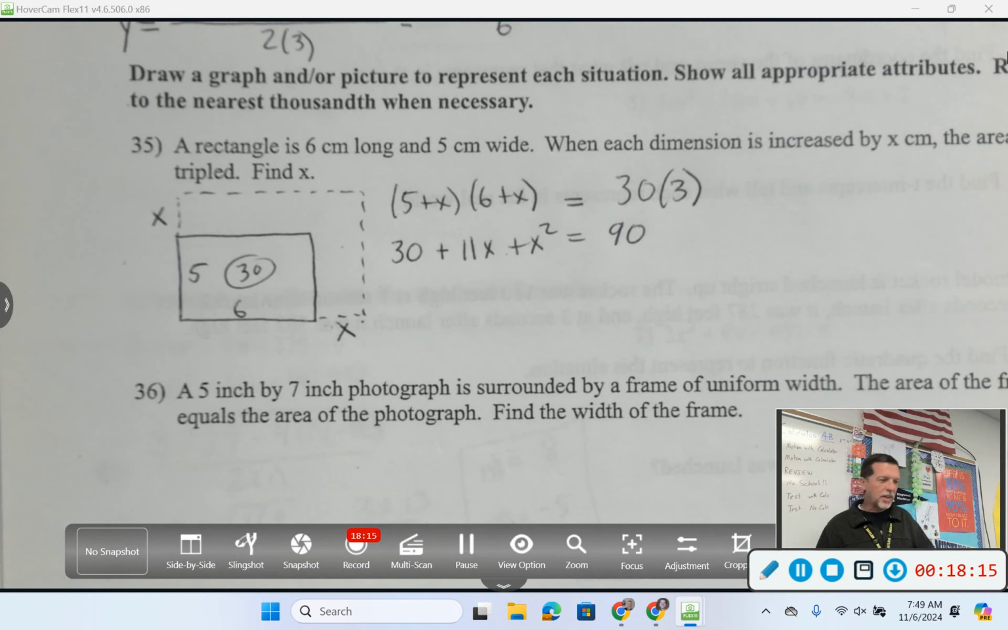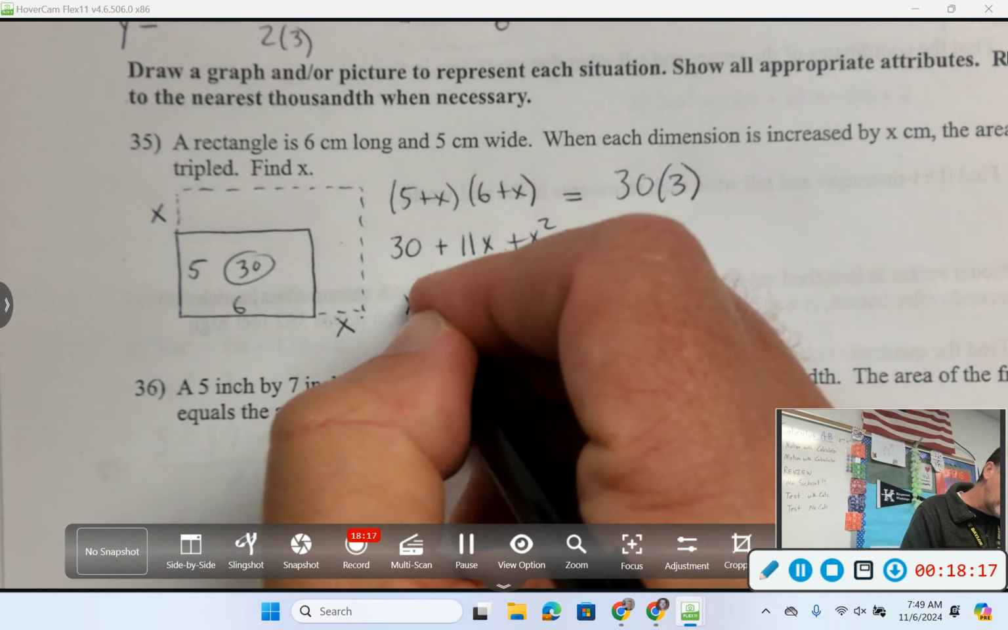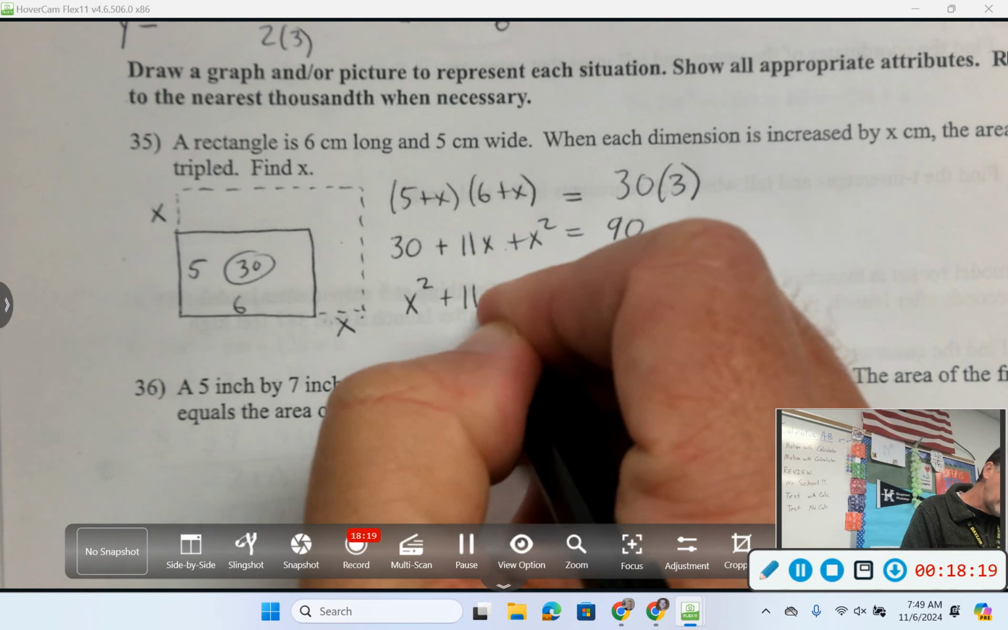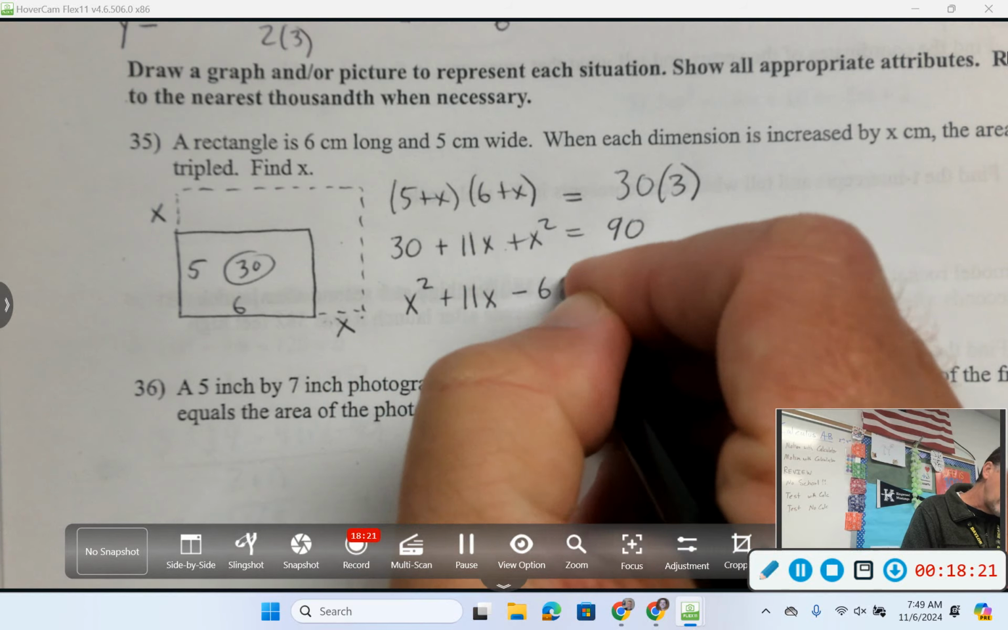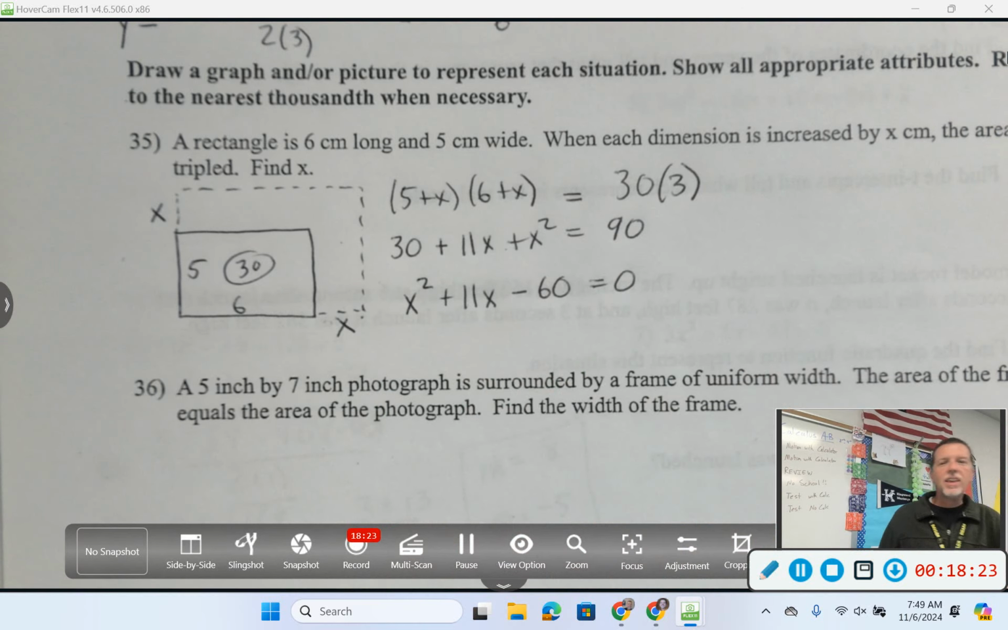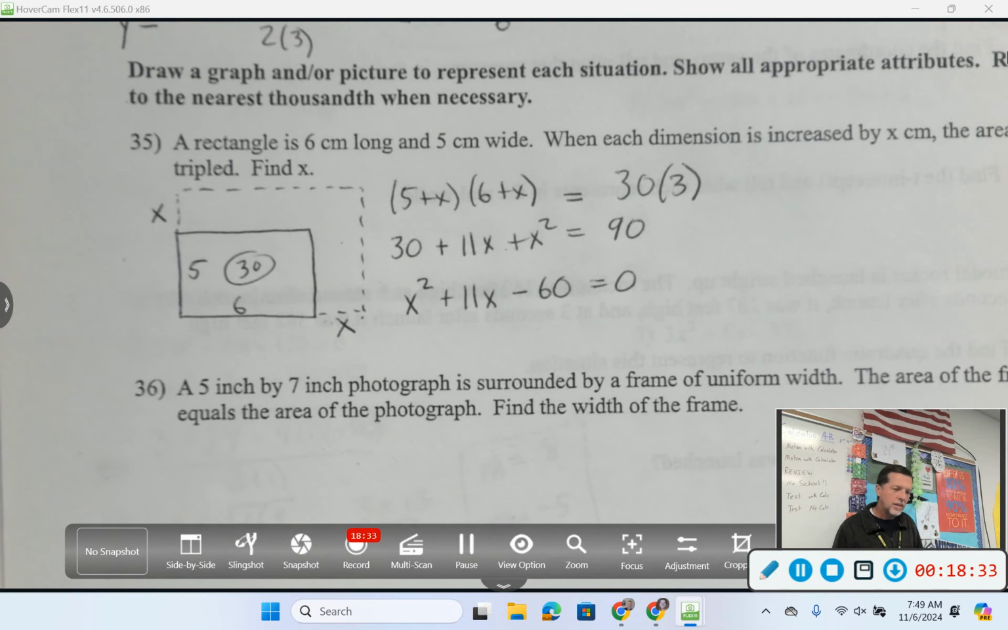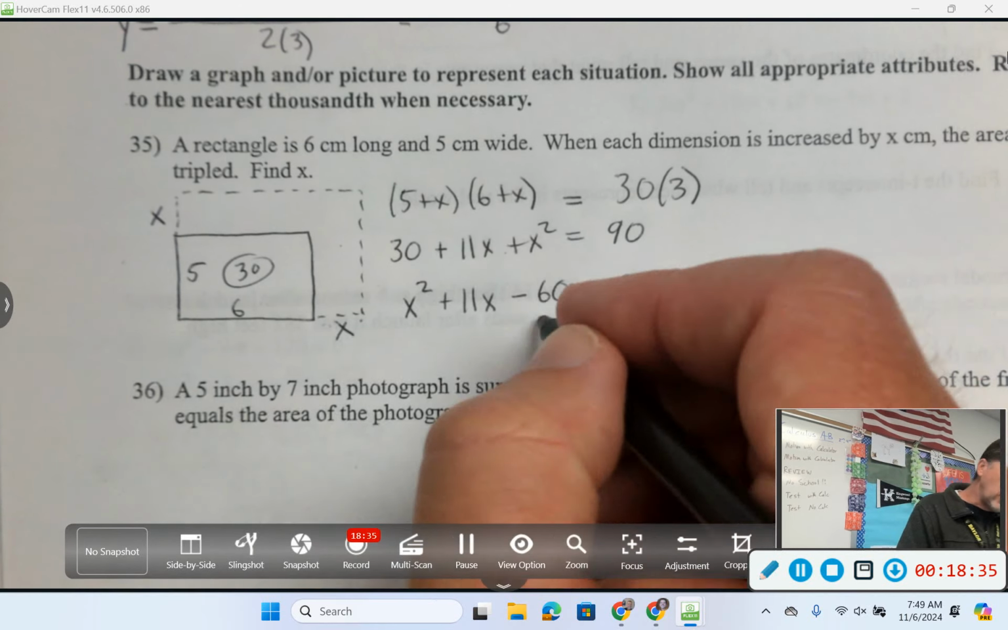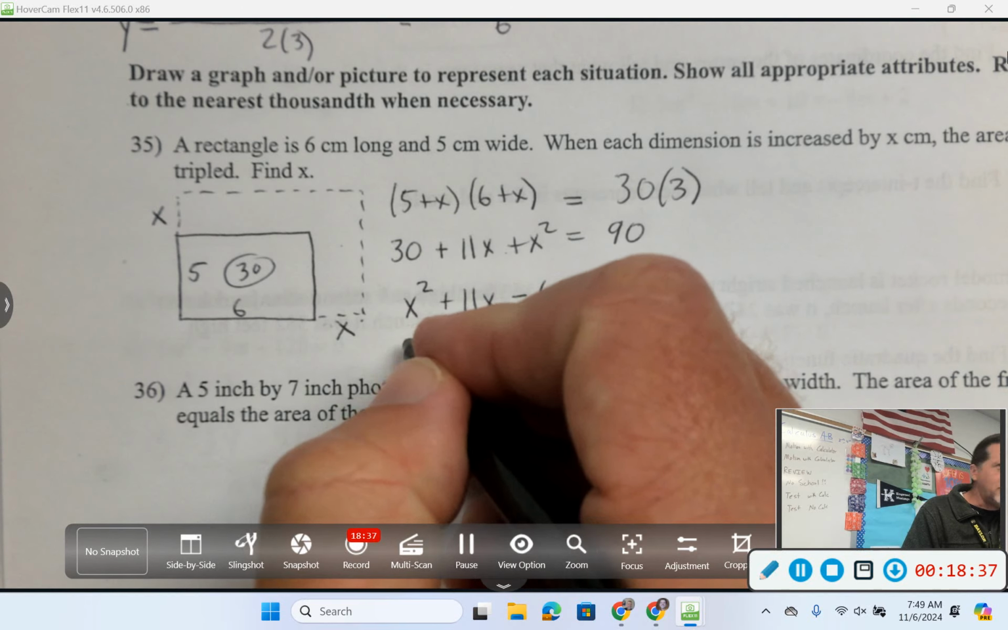I'm going to move some things around because I don't like how that looks. x squared plus 11x minus 60 equals 0. And if I know my factors of 60, that thing factors: 15 and 4. But again, you've got to know your factors in order to factor.